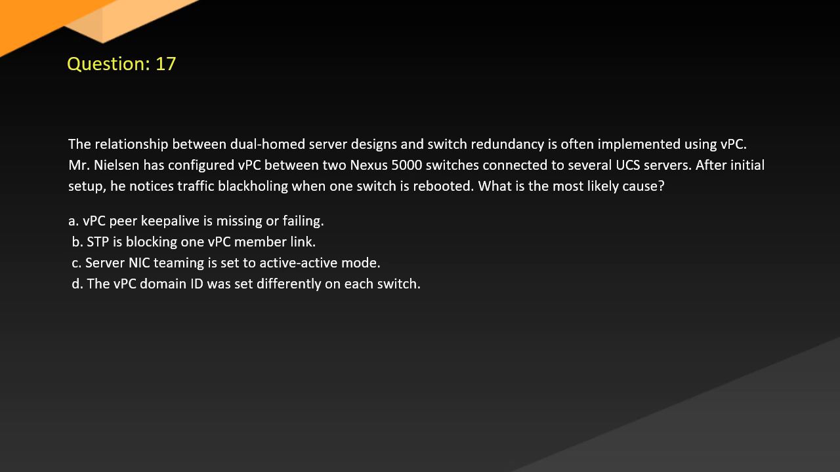Question 17. The relationship between dual-homed server designs and switch redundancy is often implemented using vPC. Mr. Nielsen has configured vPC between two Nexus 5000 switches connected to several UCS servers. After initial setup, he notices traffic blackholing when one switch is rebooted. What is the most likely cause? A. vPC peer keepalive is missing or failing. B. STP is blocking one vPC member link. C. Server NIC teaming is set to active mode. D. The vPC domain ID was set differently on each switch.